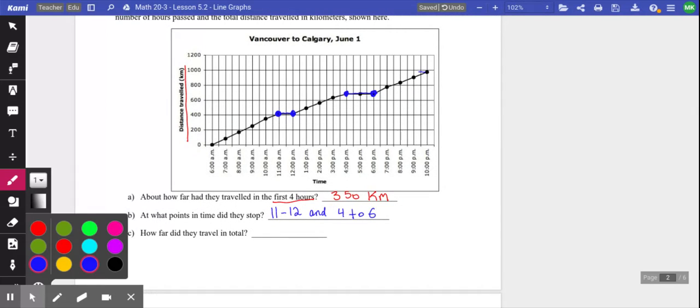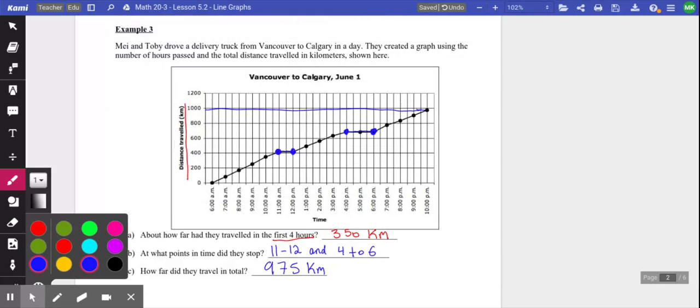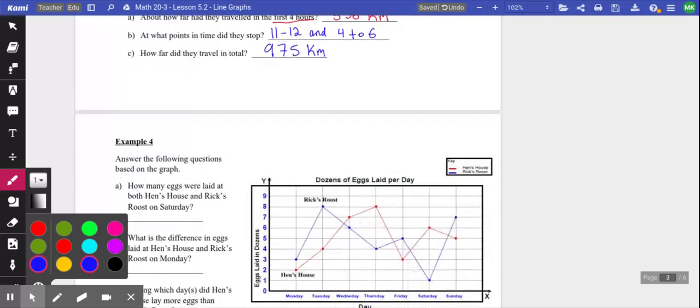Part C, how far did they travel in total? That means we're all the way out here. I don't know. We're going to round that. We're going to say it's like 975 kilometers. If you just said 1,000, that would work. I think that's what it was supposed to be. Just the dot missed a little bit. Awesome. That's reading just like a continuous graph.